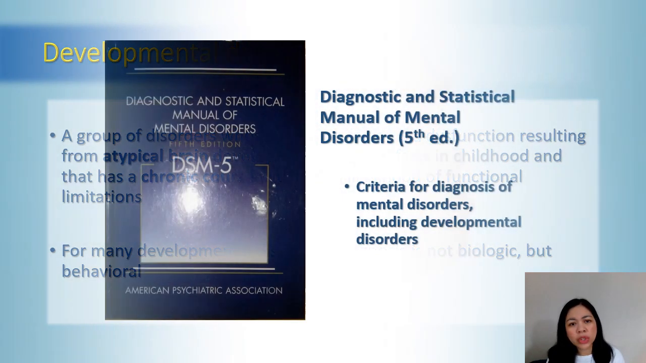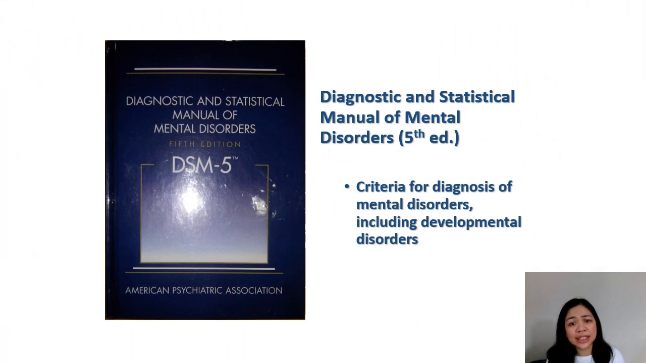We usually refer to the Diagnostic and Statistical Manual, or the DSM, of mental disorders. So this is the reference that's most commonly used. To diagnose developmental disorders, it contains criteria for the diagnosis, not only of psychiatric or mental illnesses, but also for neurodevelopmental disorders. The WHO International Classification of Diseases, especially the latest one, the 11th edition, likewise contains definitions of these developmental disorders. However, the ICD-11 does not specify criteria.